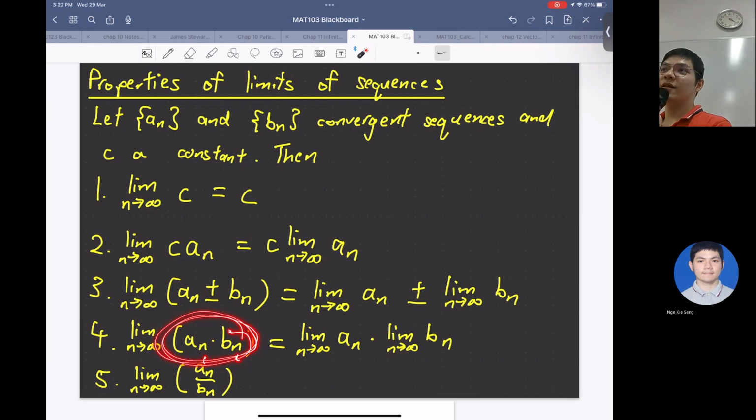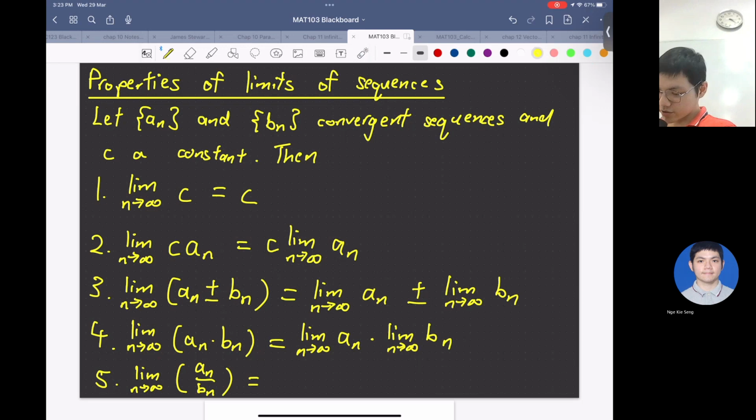If I write an times bn plus 1, that means I need to pick the first one and then the n plus 1 term from the second sequence. But in this case, we just match the two sequences together. So in this case, it's also the limit of an over the limit of bn. Note that every time we divide by a number, you don't want the denominator to be 0. So there's an extra condition.